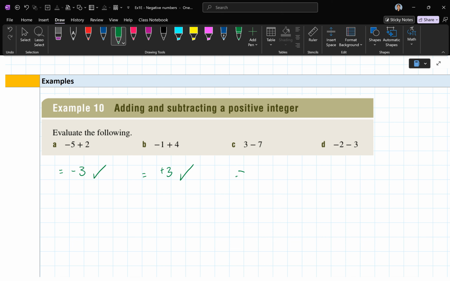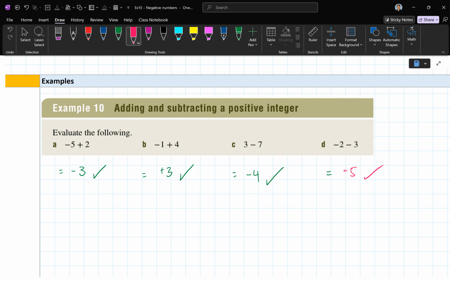Next one, 3 minus 7. Can I pick? Let's go, Bo. What'd you get? Negative 4 is correct. And your last one, negative 2 minus an extra 3. Let's go with Kyle. What'd you get for negative 2 minus 3? Well, you can do this in your head right now, I assume. What's negative 2 minus 3? What do you think? Negative 5 is the correct answer.